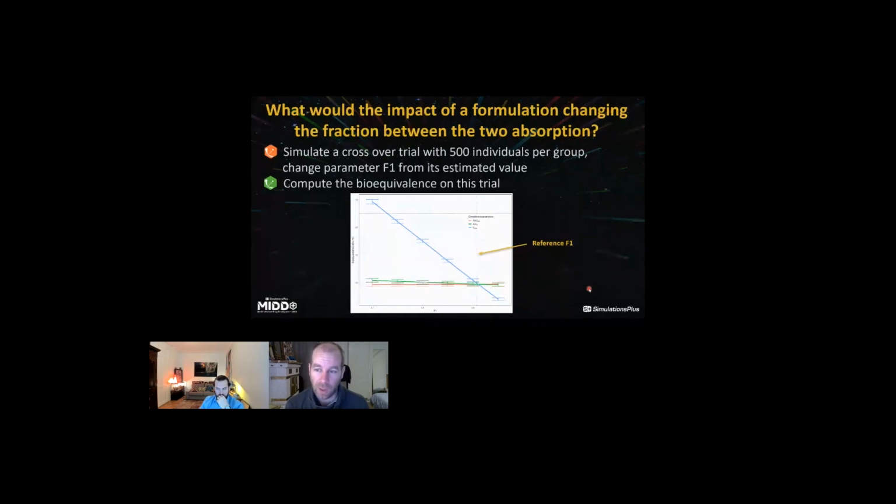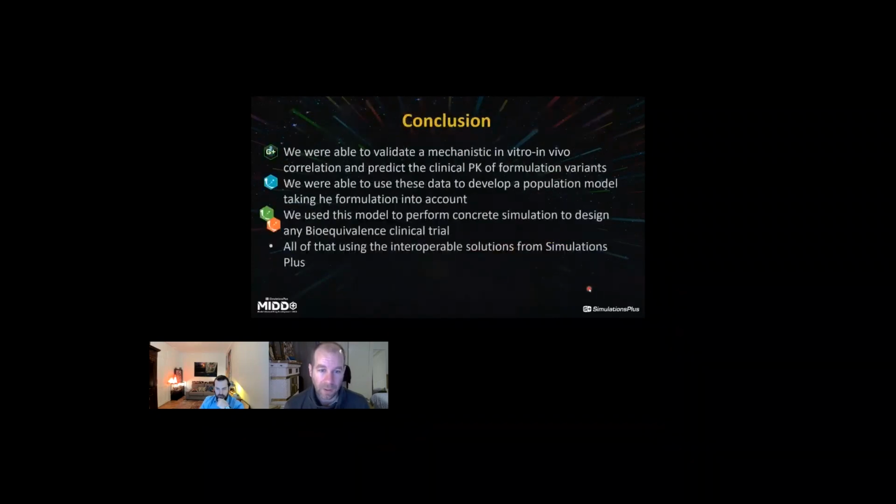Finally, as a conclusion, we were able to validate, using GastroPlus, all the mechanistic in vitro in vivo correlation and predict PK of the formulations. And by that, with this reference, we are able to go to the population modeling to go toward clinical trial definition, and so the real question from an operational point of view, which has a huge impact on the cost and on the probability of success of the trial. And everything was done using the full Simulations Plus suite of applications, interoperable between GastroPlus and the Monolix suite, and between the different applications of the Monolix suite.